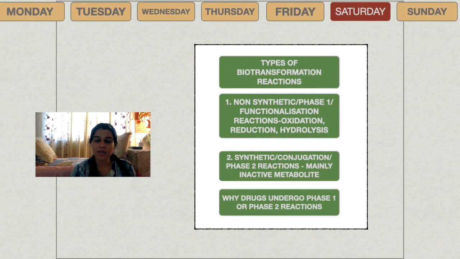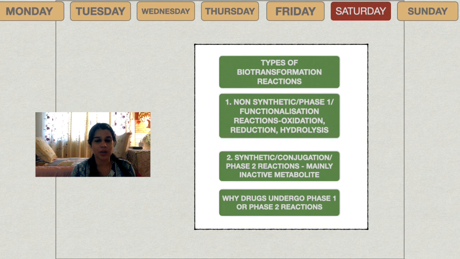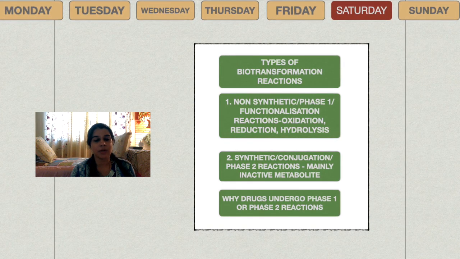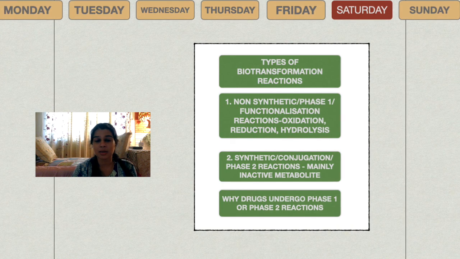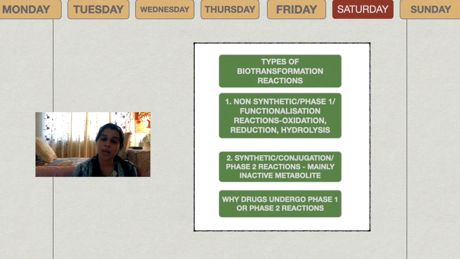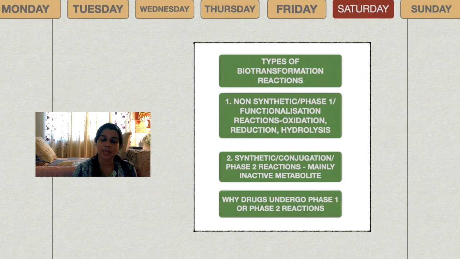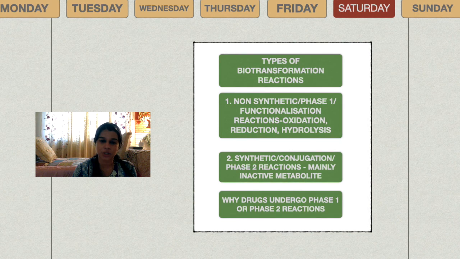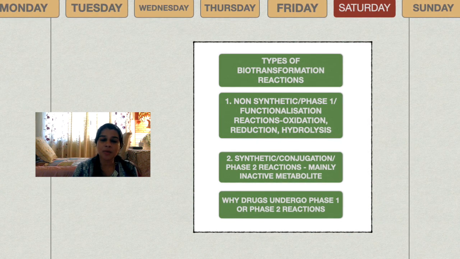And the main reactions covered in phase 1 are oxidation, reduction, and hydrolysis. And generally, the metabolite is inactive, though there are a few examples. Exceptions are always there. And as I told you, as a very famous quotation, exceptions become questions. So whatever examples I gave you as exceptions, do learn them nicely and pay attention to them.